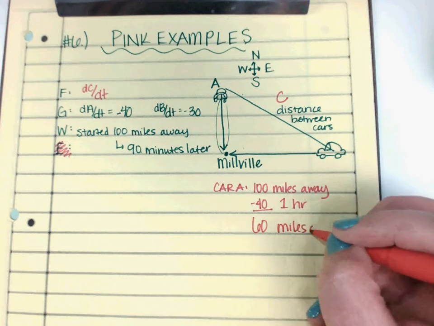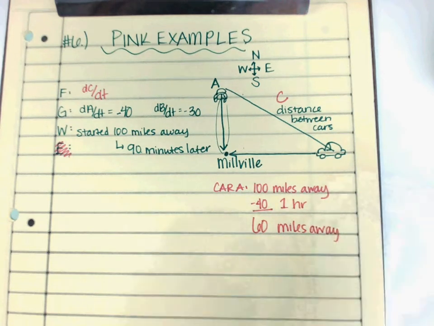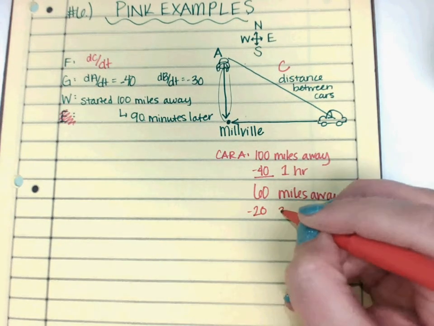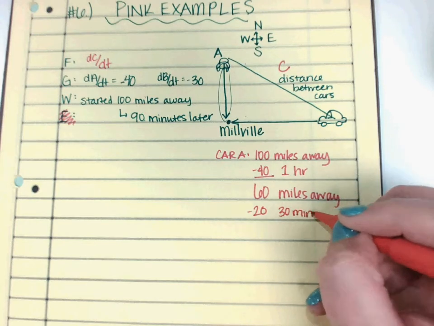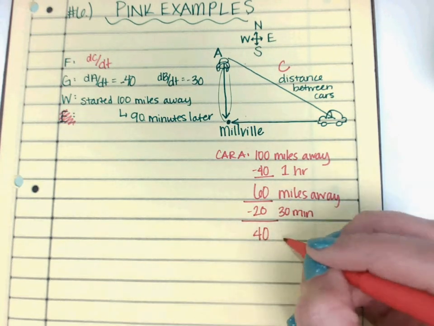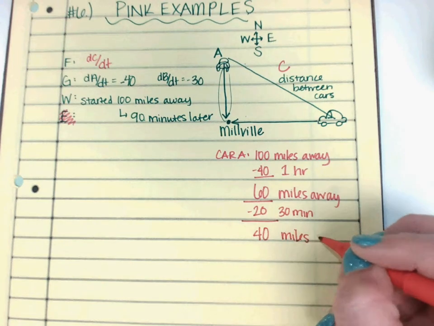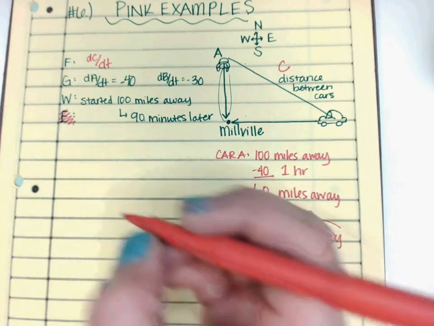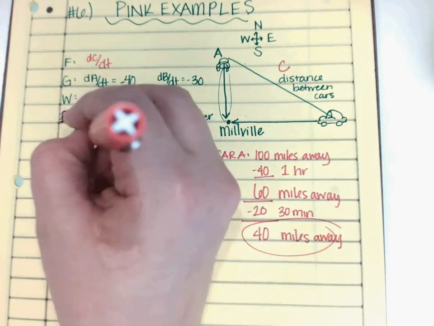So far, so good? Now he needs to go another half hour. How far is he going to make it in half an hour if he's going 40 miles per hour? Only half of that, which would be 20. So if he goes minus 20, how far away is he? 40 miles away. So my A side needs to be 40.